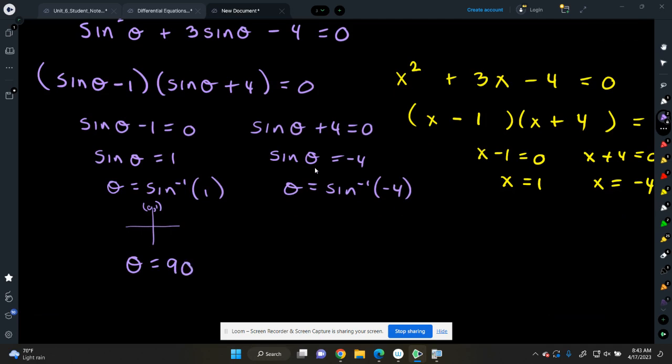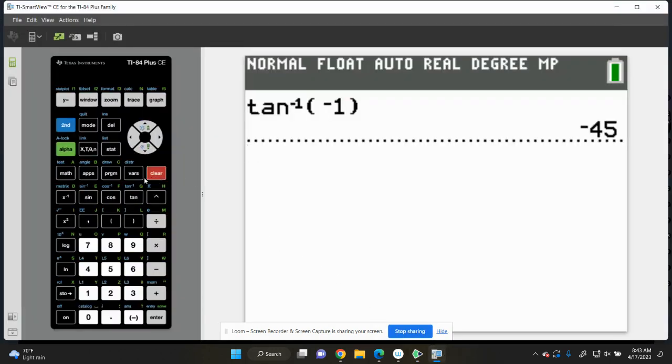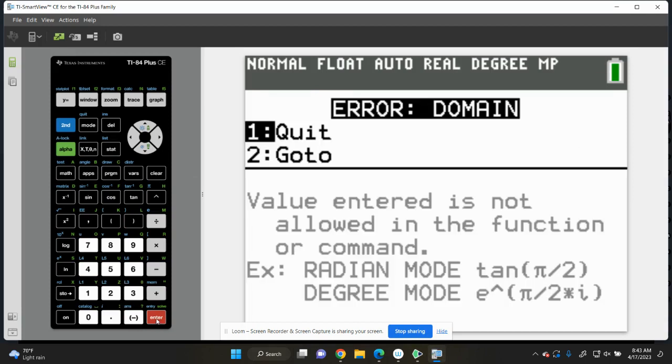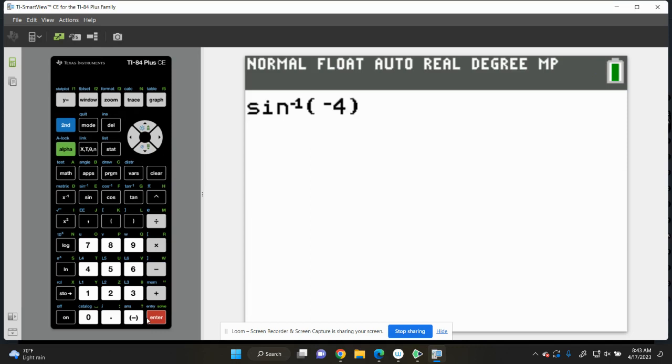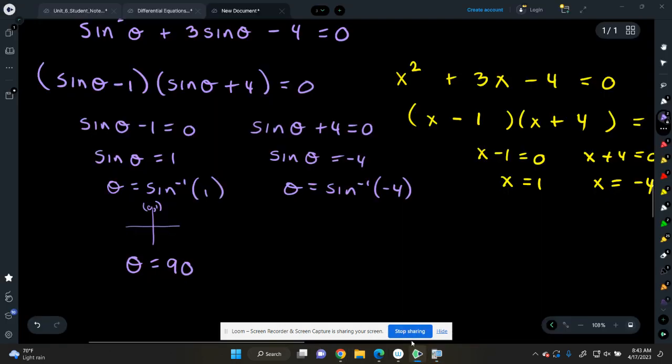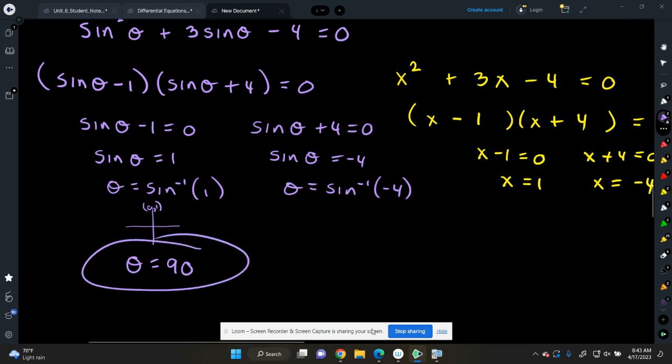How about where sine theta equals negative 4? Nowhere. Lowest we go is negative 1, right? We can try it on our calculator because sometimes when we get stuck, that's what we end up doing. Inverse sine of negative 4. We should get an error message, and we do. We get an error because there is no place where it equals negative 4. Okay? So this is our answer right here. Okay, let's do another one.